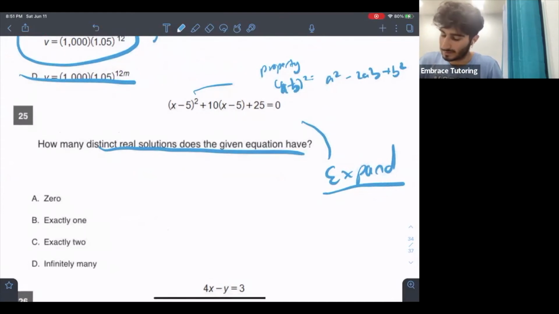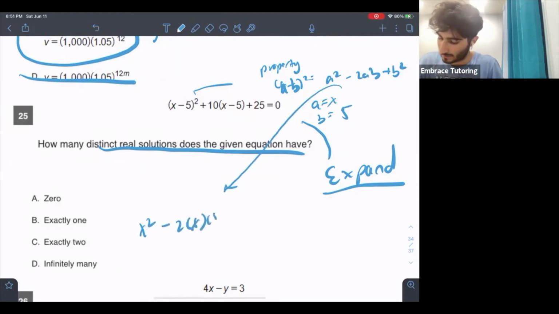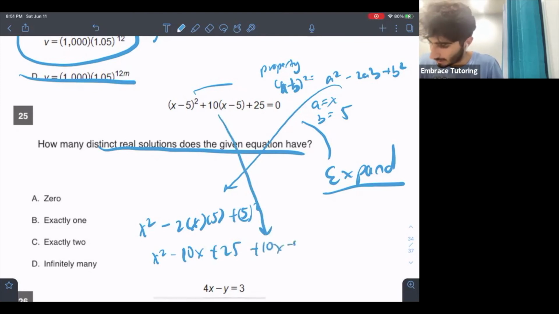So what you would do here is a is x, b is 5. So in this property, it would be x squared minus 2 times x times 5 plus 5 squared. And meaning that would be x squared minus 10x plus 25, and then just add everything else. So it'd be plus 10x minus 50 plus 25 is equal to 0.